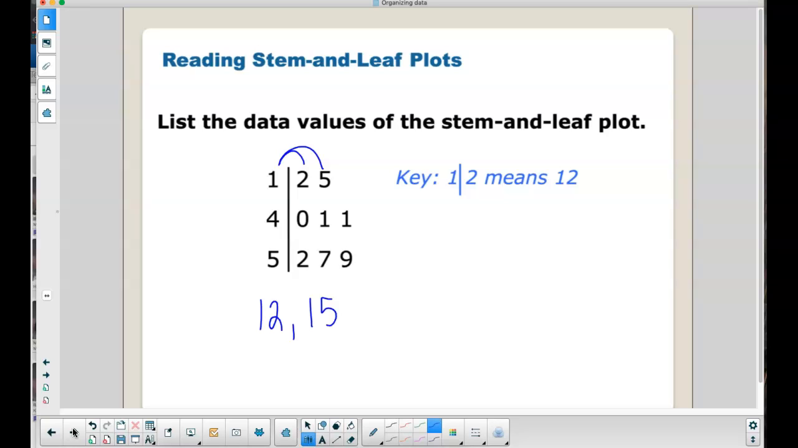Okay, what are the data values in the second line? Brinley. 40, 41, and 41. And then finally 52, 57, and 59. Okay, now this one doesn't tell us what the data is about. Maybe it's ages of people at a family gathering. I don't know. If somebody 12 years old all the way up to somebody who's 59 years old. Okay, questions there?